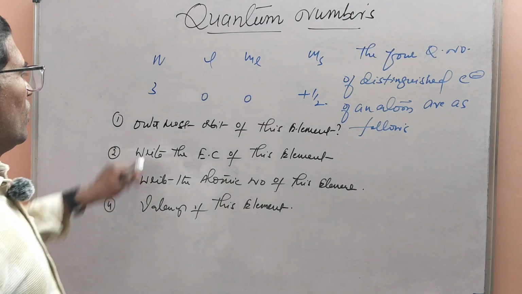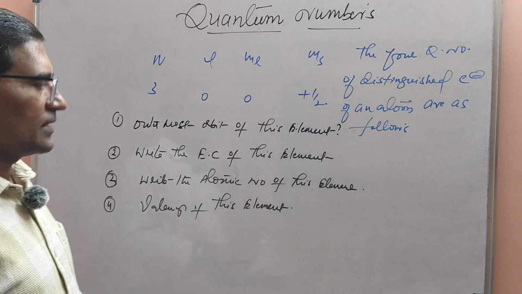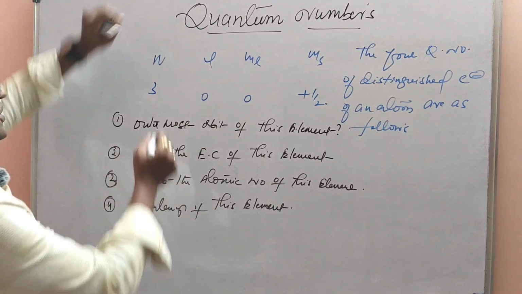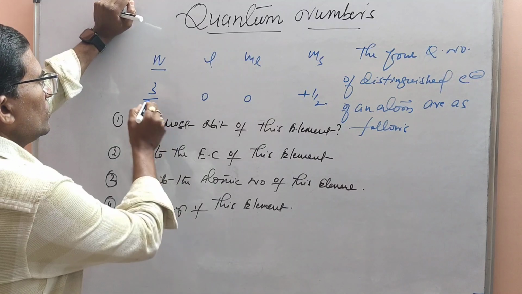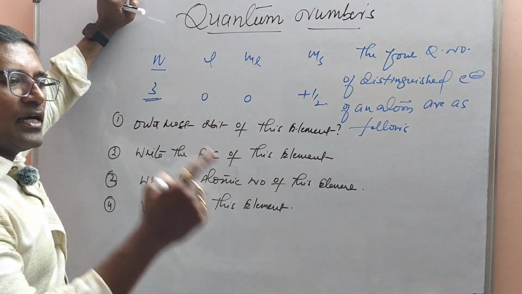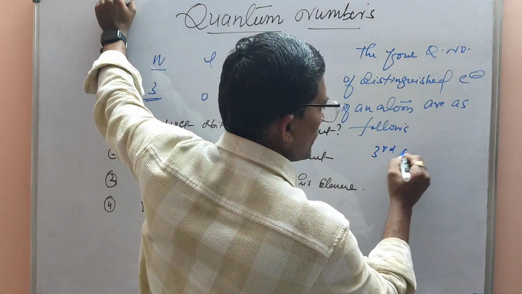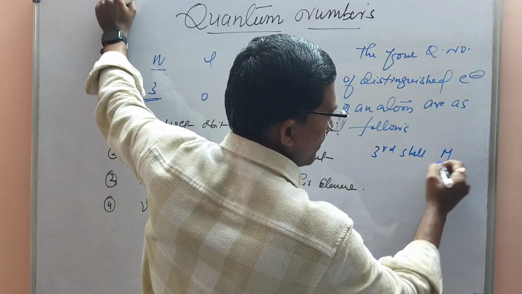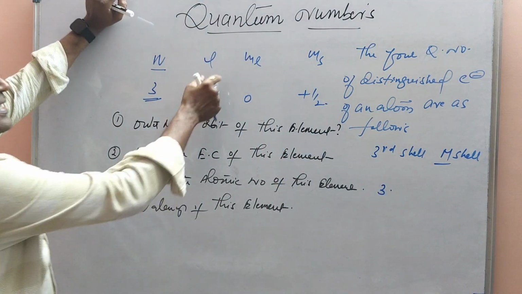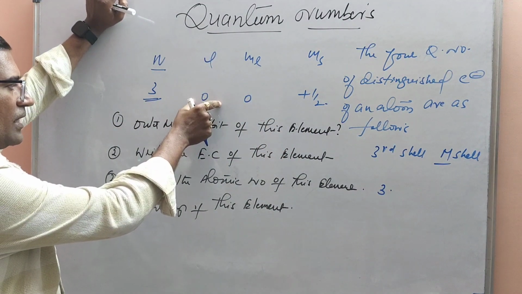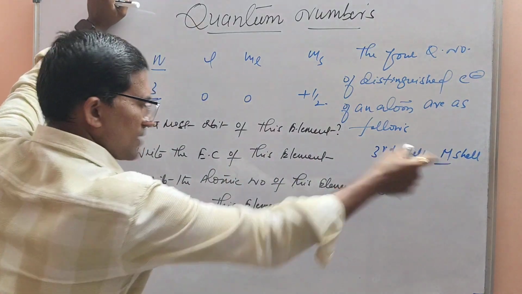Now first I have to solve the first question: the outermost orbit of this element. I told you already, according to the principal quantum number, n tells about the type of orbit, the type of shell. Now n is equal to 3 means what orbit? This is K, L, M, the third orbit, the third shell, that is the M shell. So the outermost orbit of this element is the third shell, the M shell.